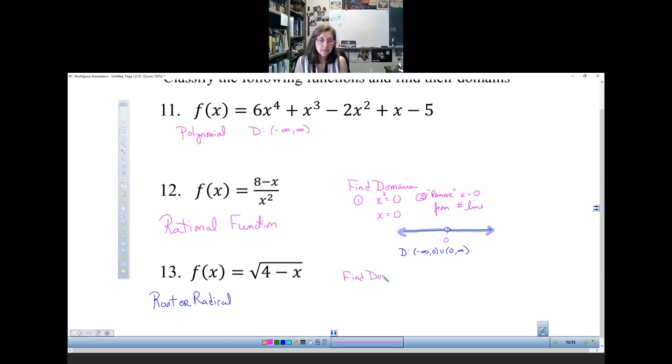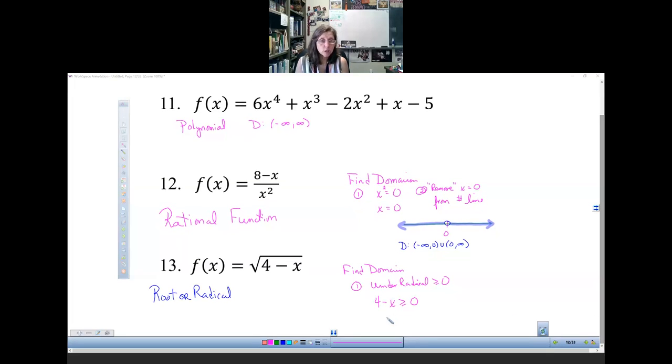this one's a little bit different. That's why we get very excited with polynomials, because they're super easy, okay? We're going to take what's under the radical, and make it greater than or equal to 0. So I'm going to take, in this case, 4 minus x and set it greater than or equal to 0. And I'm going to solve for x.